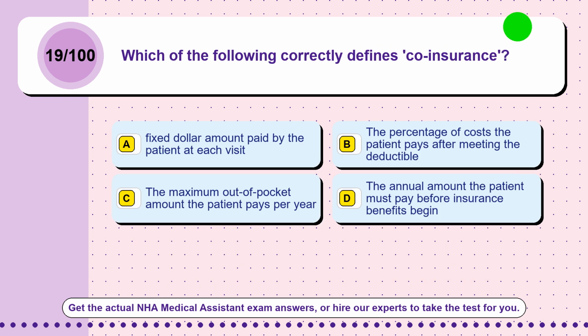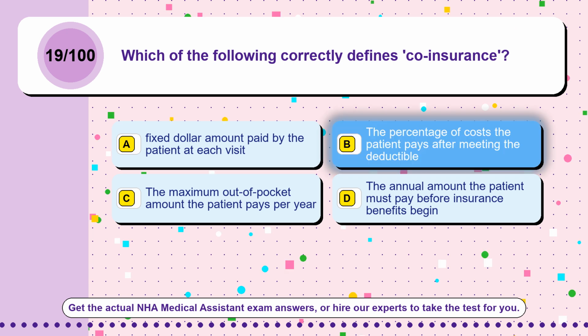Question 19. Which of the following correctly defines coinsurance? Option A, fixed dollar amount paid by the patient at each visit. Option B, the percentage of costs the patient pays after meeting the deductible. Option C, the maximum out-of-pocket amount the patient pays per year. Option D, the annual amount the patient must pay before insurance benefits begin.